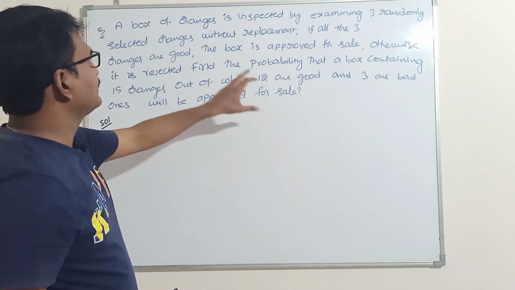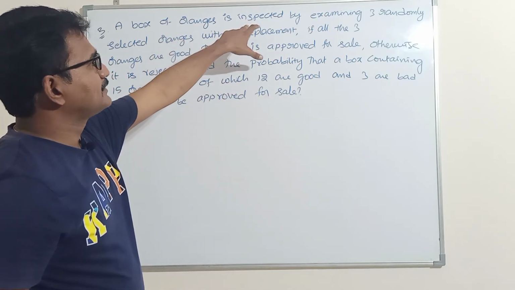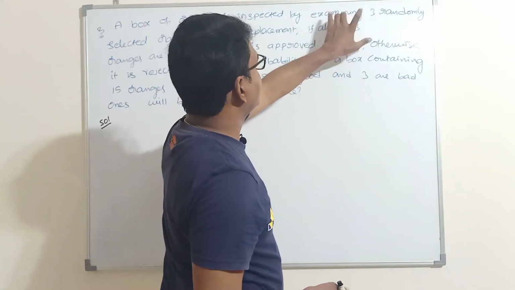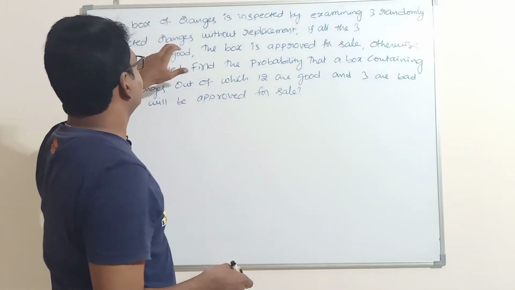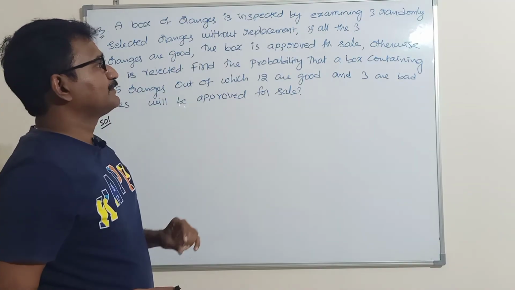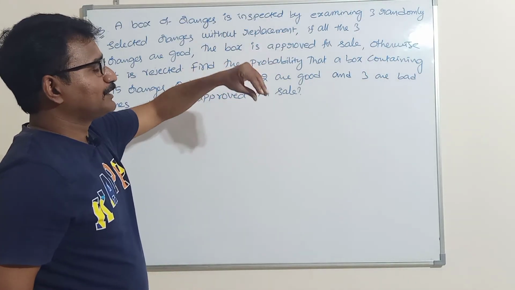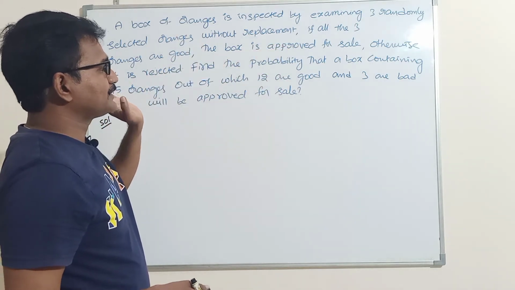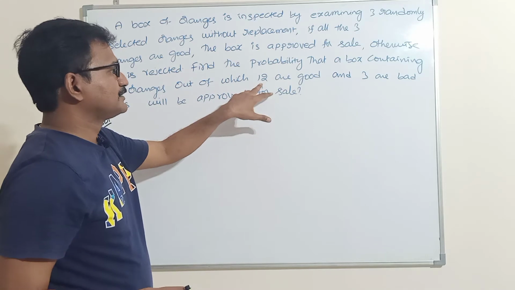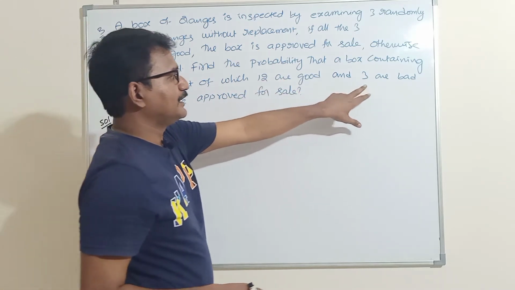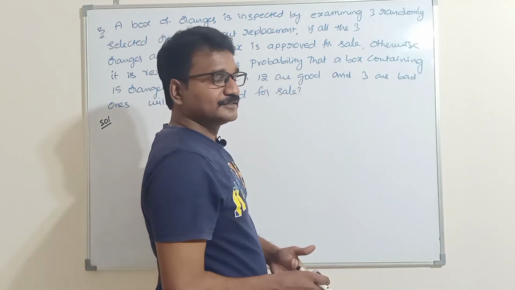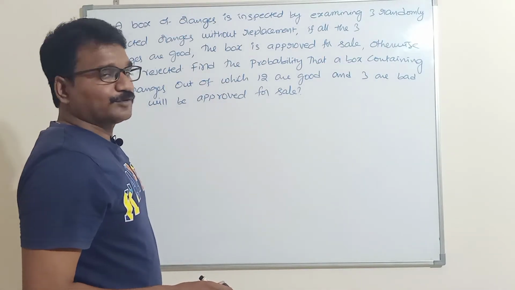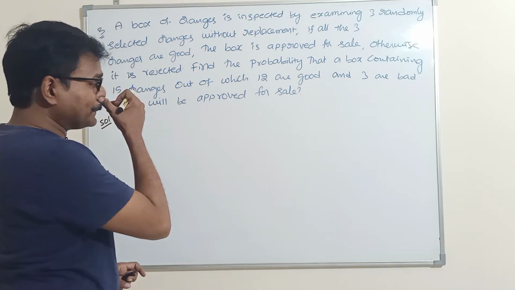When will they approve it for sale? From the box they will inspect 3 oranges randomly, without replacement. If all 3 oranges are good, they will approve that box for sale. So out of 15 oranges, 12 are good and 3 are bad in a box. So how do we select a box which is approved for sale? This is the given problem.